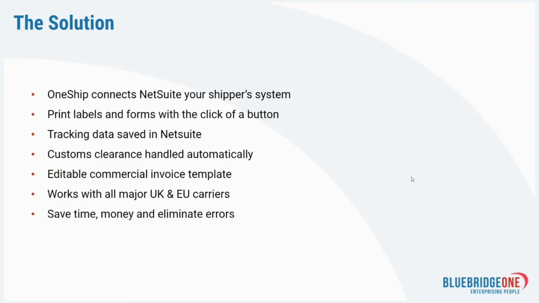It can also handle customs clearance. For most of the shippers we work with, they support paperless or electronic trading, so you generally don't need to print any customs documentation. But we do provide an editable commercial invoice template that you can use if there is a need for you to do that, and that comes with OneShip.